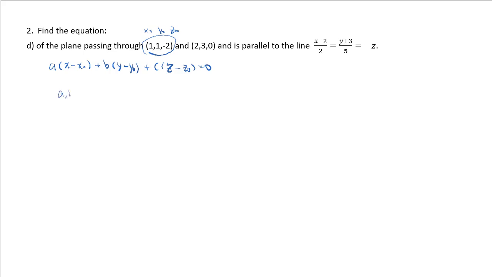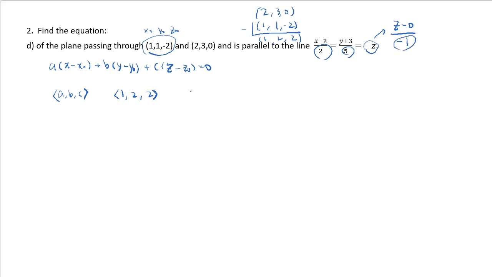A, b, c is a normal vector which can be obtained by taking the cross product of two vectors on this plane, and that's 2, 3, 0, 1, 1, negative 2. If you do terminal minus initial, you get 1, 2, 2. So that's one vector on the plane. So we know that 1, 2, 2 is one vector on the plane. And this direction vector, by the way, this is really z minus 0 over negative 1. So the direction vector from here is 2, 5, negative 1.